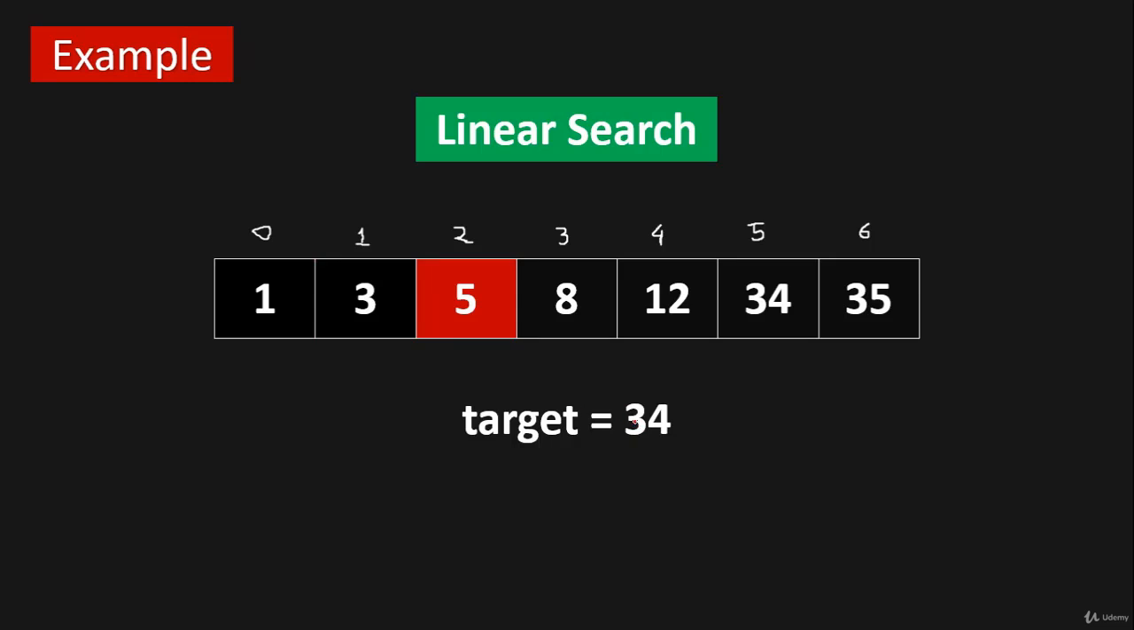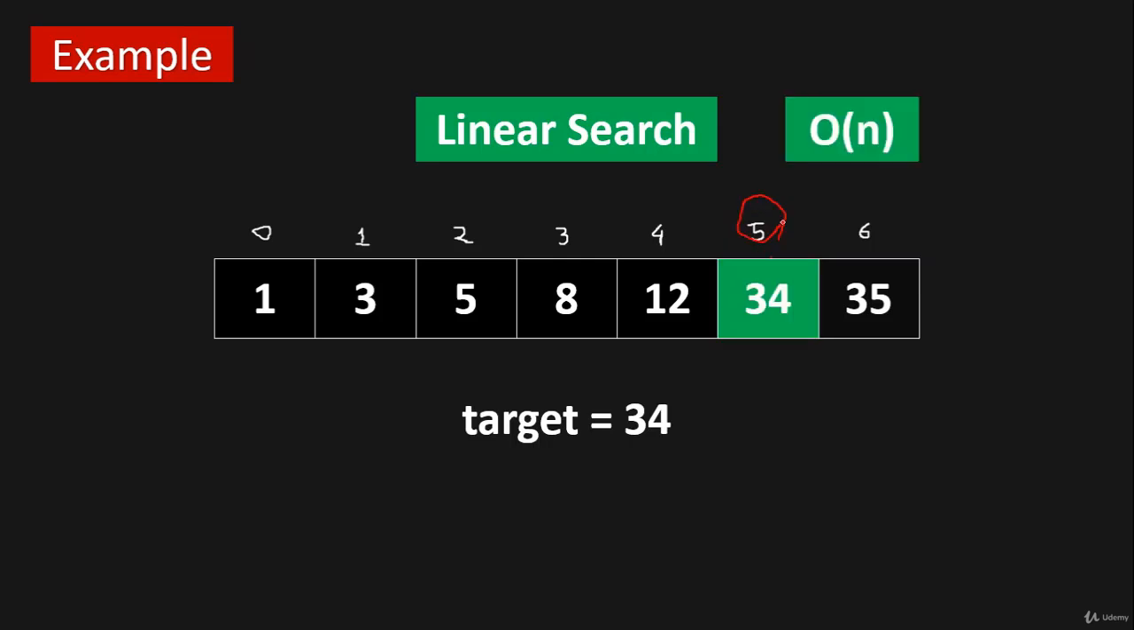Does 5 equal 34? No. Let's go to the next element. Does 8 equal 34? No. Let's go to the next element. 12 is not equal to 34. Let's go to the next element. Now we see that the current element is equal to the target. So in this case, we'll return the index 5. And this is called the linear search algorithm.